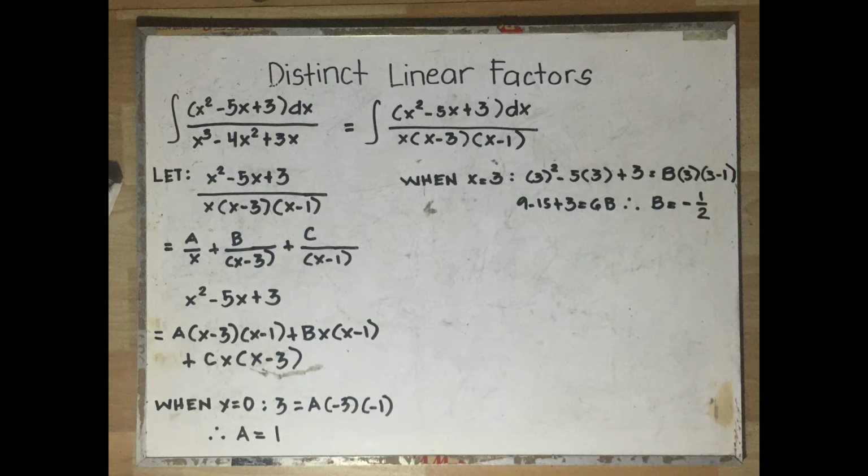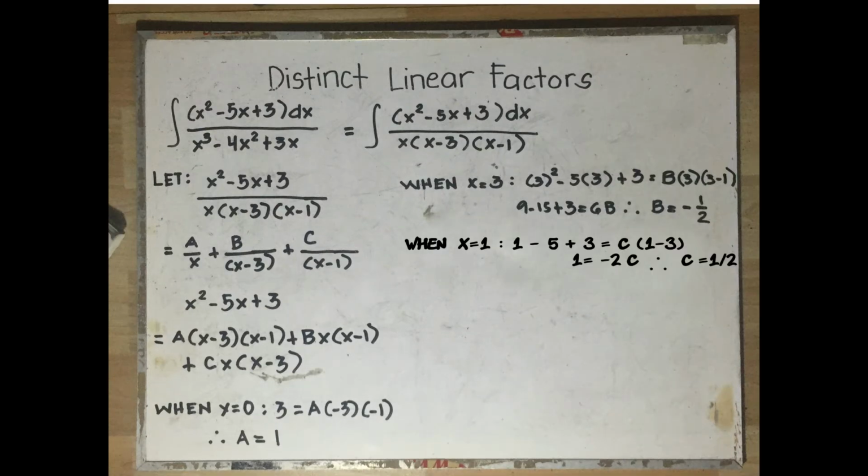When x is equal to 3, substituting this value to the x variables of the equation gives us the quantity of 3² − 5 times the quantity of 3, plus 3, equals b times the quantity of 3 times the quantity of 3 − 1. 9 − 15 + 3 equals 6b. Therefore, b is equal to −1/2.